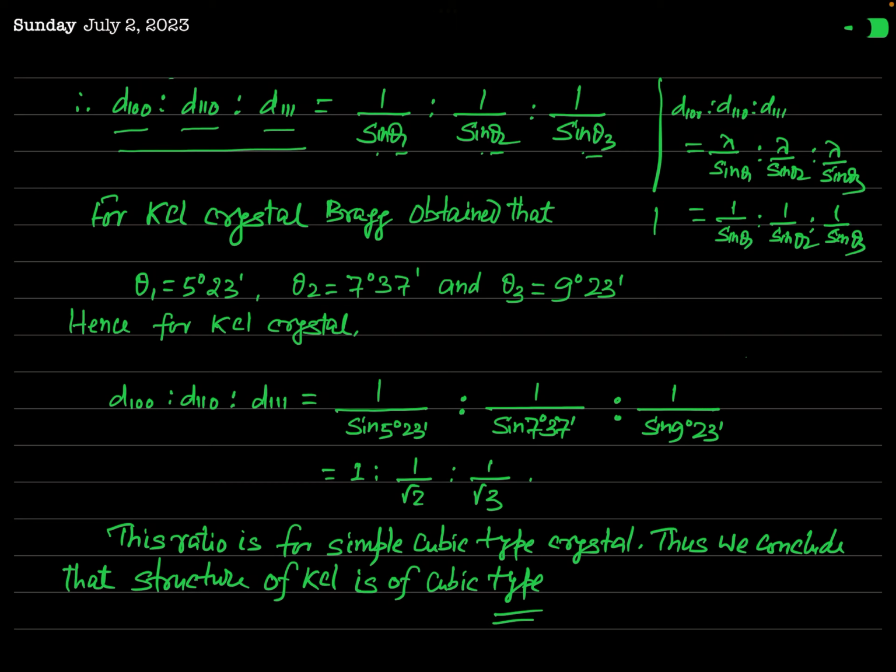Actually, Bragg obtained the values of theta 1, theta 2 and theta 3 in his experiment for a particular crystal, KCl, that is potassium chloride. I am citing this example, which was obtained by Bragg himself. In Bragg's experiment, for first order maxima from these three crystal planes, he obtained theta 1 as 5 degree 23 minute, theta 2 as 7 degree 37 minute, and theta 3 as 9 degree 23 minute. These are experimental data obtained by Bragg himself.